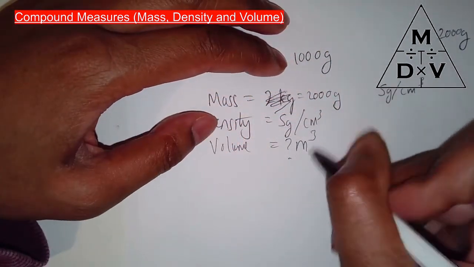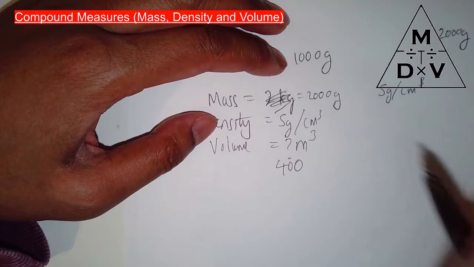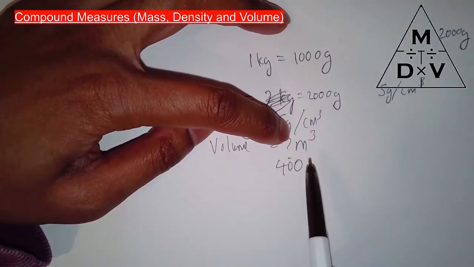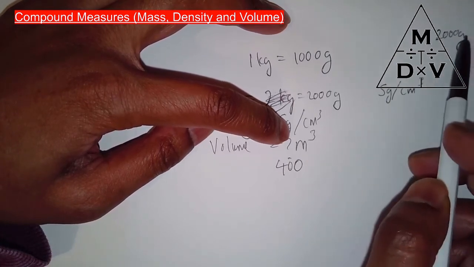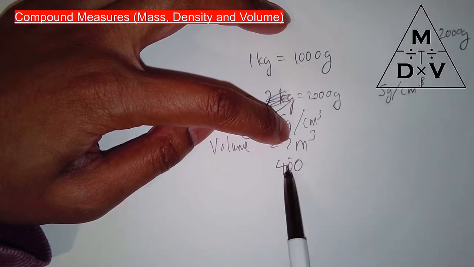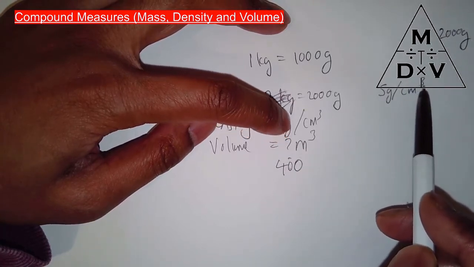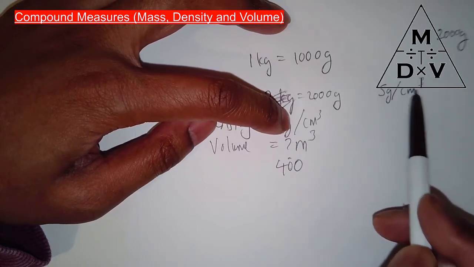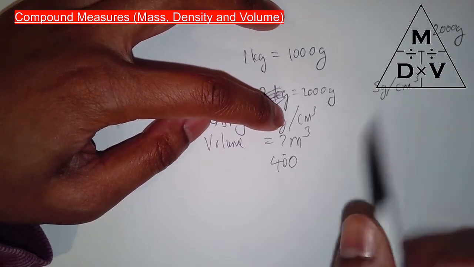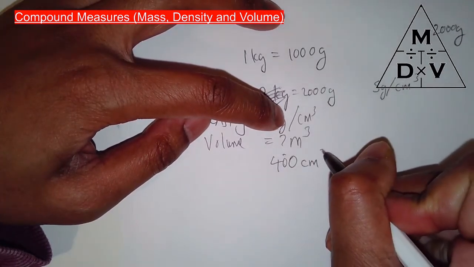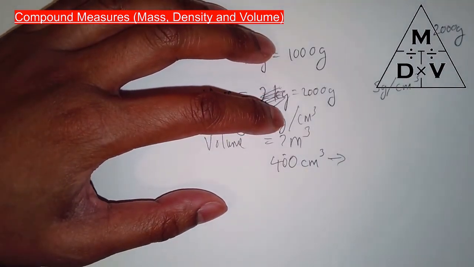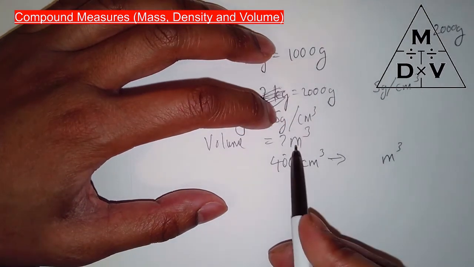So that's going to be 400, but wait, what are the units going to be? It's not going to be 400 meter cubed, right? What have I just worked out? 2,000 grams divided by 5 grams per centimeter cubed. 2,000 divided by 5 obviously gives you the 400, right? But the units are going to be centimeter cubed, because that's what we used. That's going to be 400 centimeter cubed. So now we need to convert this into meter cubed, which is what's required in the question.